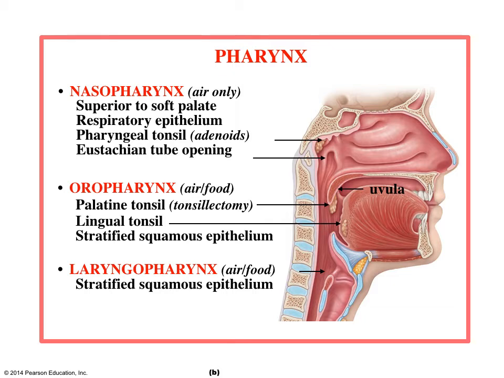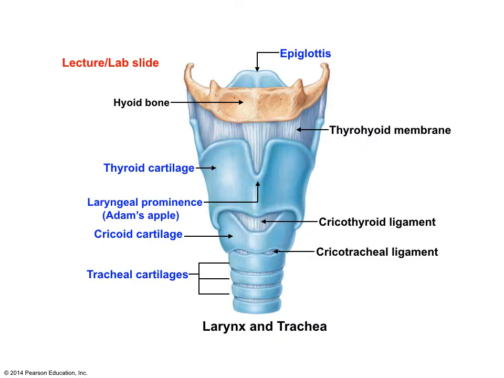Three parts to the pharynx: nasopharynx, the superior portion lined with respiratory epithelium and contains the pharyngeal tonsils or the adenoids, as well as the opening of the eustachian tube. Oropharynx contains the palatine and lingual tonsils, and it is an air and food passage, as is the inferiormost laryngopharynx that is also lined by a stratified squamous epithelium.